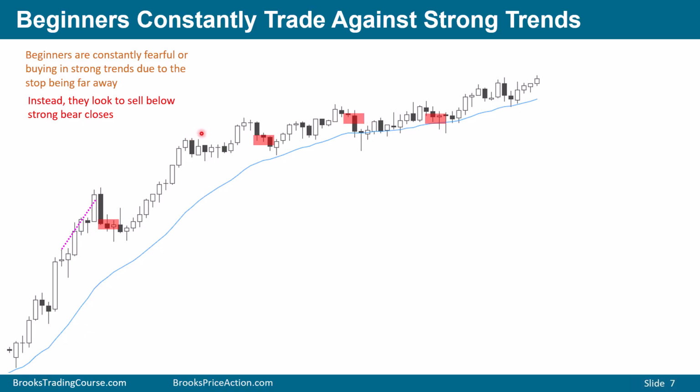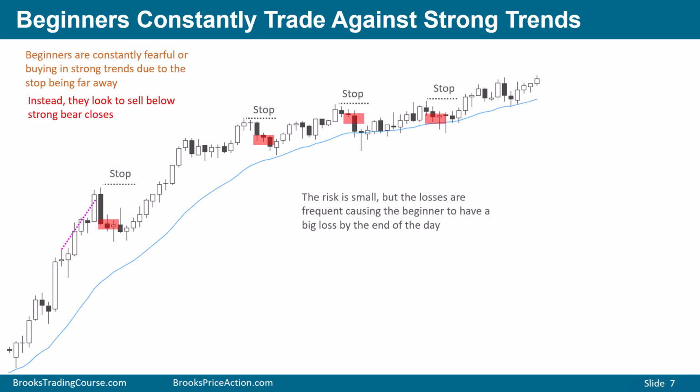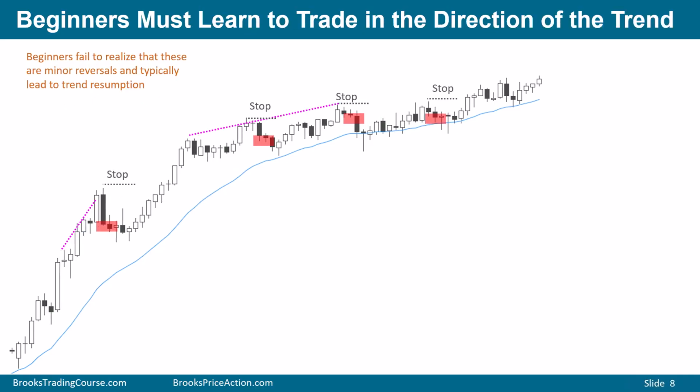Here's a wedge top, 1, 2, 3. I can sell it, stop above, so the risk is small and my reward is big. And what they fail to realize is all of those little losses are going to make up one big loss by the end of the day. And there are their stops. You can see they're tight.